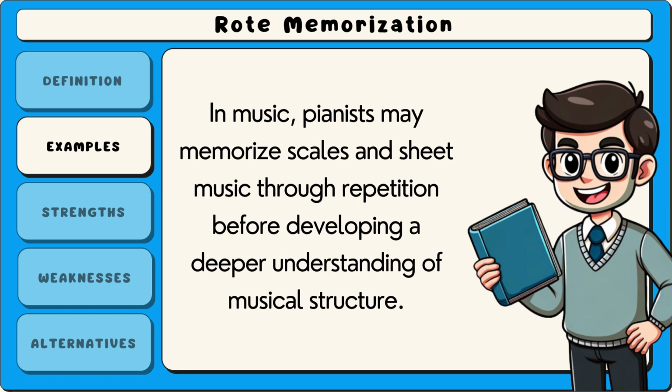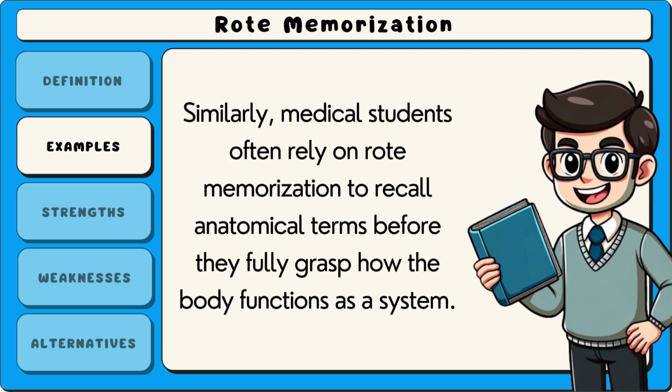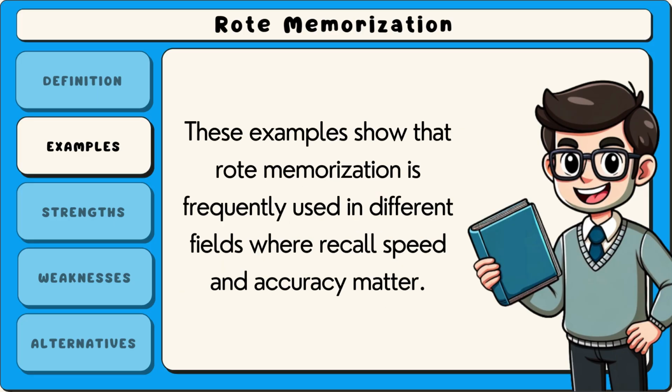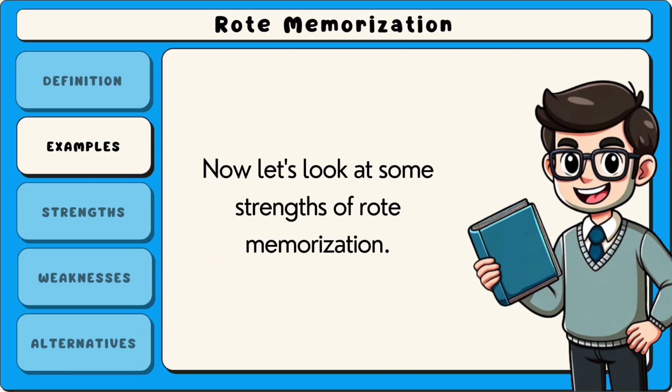In music, pianists may memorize scales and sheet music through repetition before developing a deeper understanding of musical structure. Similarly, medical students often rely on rote memorization to recall anatomical terms before they fully grasp how the body functions as a system. These examples show that rote memorization is frequently used in different fields where recall speed and accuracy matter.